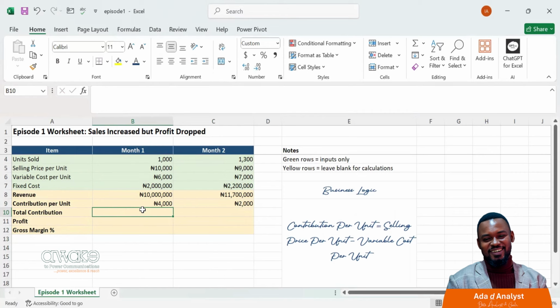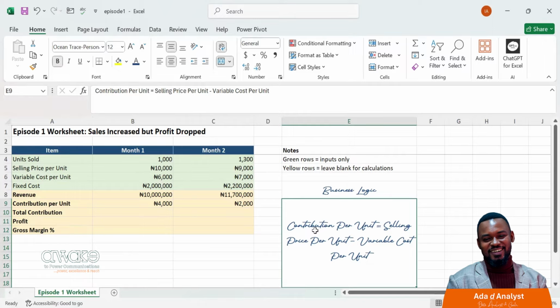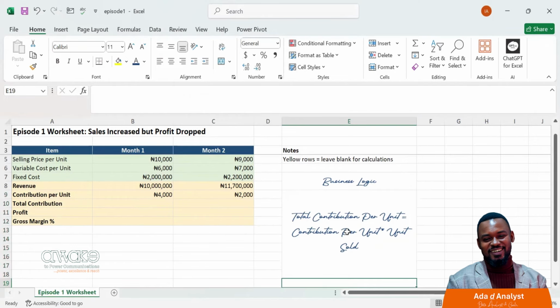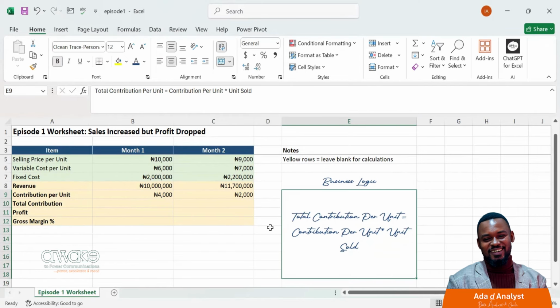Our total contribution will now be contribution per unit multiplied by units sold. It will be what? Total contribution will be equal to our contribution per unit multiplied by our units sold. Okay, is that clear? So let us actualize it here.